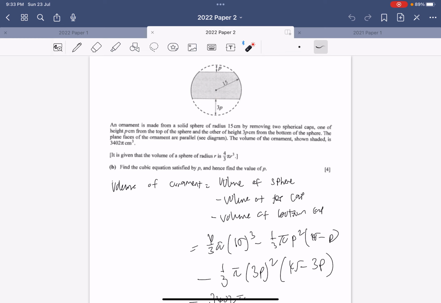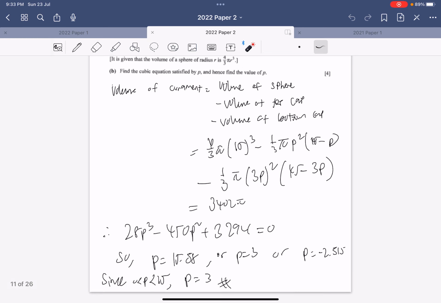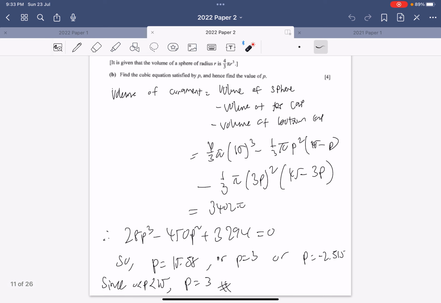And now we're supposed to find the cubic formula that is satisfied by P, and then find the value of P. So we know that the ornament will in the end be 3402 pi. So the volume of the ornament, you just need to take the sphere minus away two caps. And we already know the formula for volume of a cap. So we just need to sub in the volume of the cap with its height accordingly.